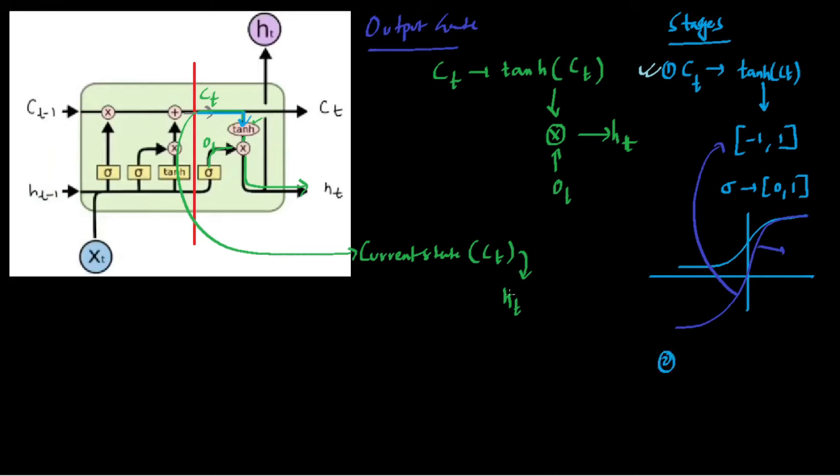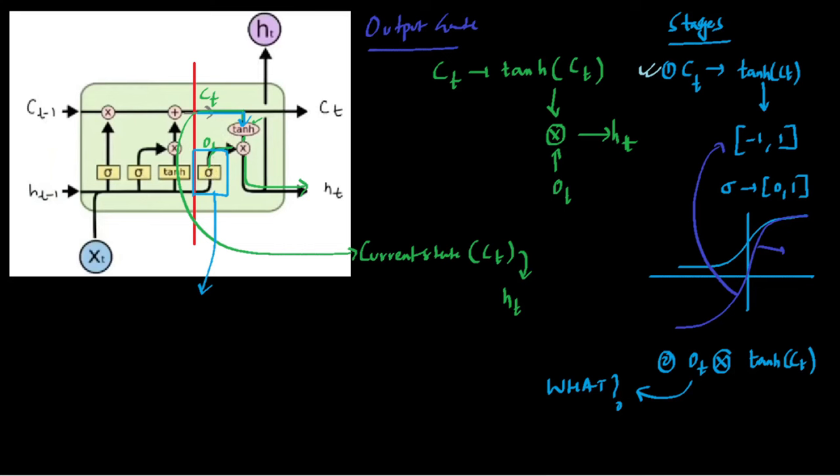The second stage is basically the OT part. Now OT comes in and there is a pointwise operation here. So basically we have OT and a pointwise operation with tanh of CT. That is my stage two. Now we will try to understand what OT is. I will just focus on this part. What is OT?